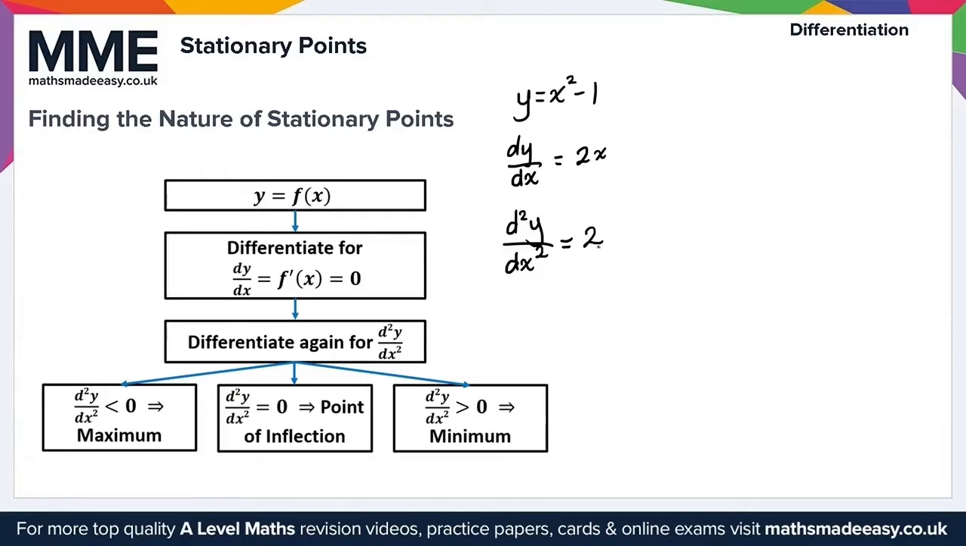And now we take a look at this final line here. So as we can see, this isn't less than 0. 2 is clearly not less than 0, so it's not a maximum. The second derivative is not equal to 0, so it's not a point of inflection, but it's clearly greater than 0. So what that tells us then, as this is greater than 0, is that this is a minimum point.